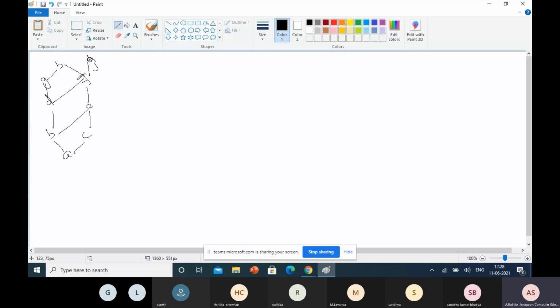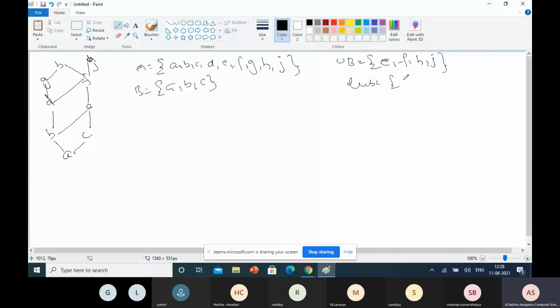Okay, so this is the diagram. Now here A equal to A, B, C, D, E, F, G, H, J, and B equal to, I can assume, ABC. For this ABC, we find the upper bound. The upper bound for this ABC is E, F, H, J, and the LUB is E only. Now we can find out the lower bounds. Let us see how we find the lower bounds.